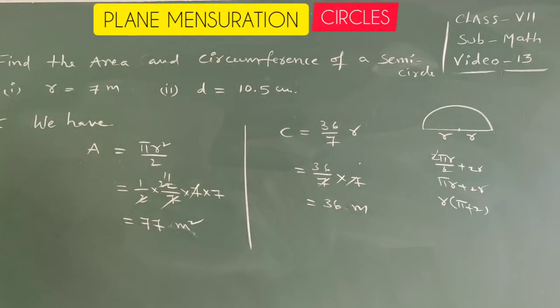You get 36 meters is the circumference of the given semicircle, and 77 meters square is the area of the given semicircle.